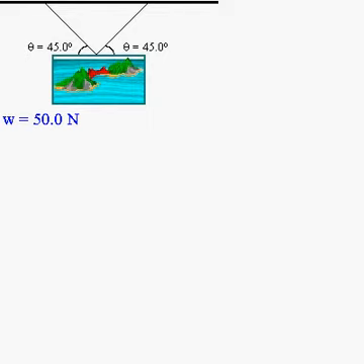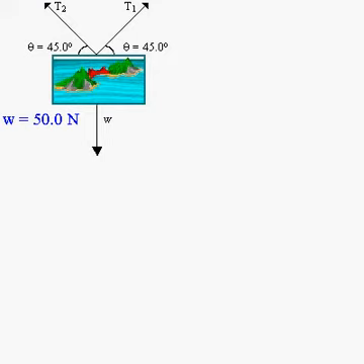Let's think about the forces that are there. Each string exerts tension, pulling the painting up. So the string on the right exerts a tension, we'll call that T1. The string on the left exerts a tension, we'll call that T2. And gravity is pulling down on the painting. We'll call that W. We're given the magnitude of W. The painting weighs 50 newtons.